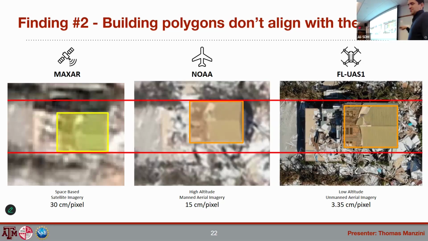Now, this is just an example so you can see, it's not a very obvious difference, but there's definitely shifting going on here. The building polygons are not actually in the exact same spot, despite the latitudes and longitudes being the same for at least this collection of imagery.